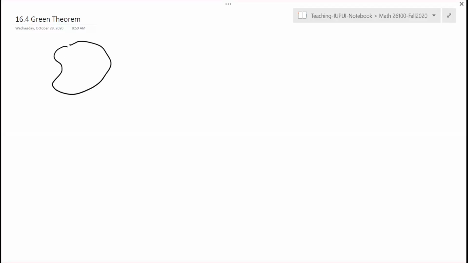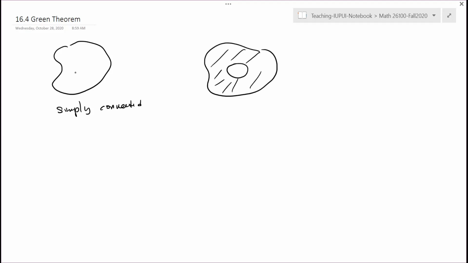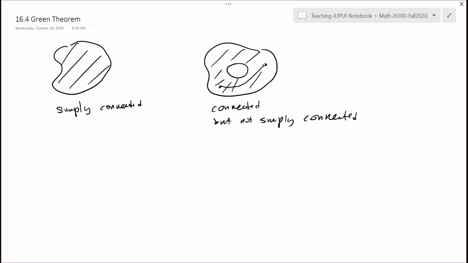This domain is simply connected. And this one is not simply connected. It's connected, but not simply connected. Connected means any two points, you can find a path. But there's a hole here, so this is not simply connected.